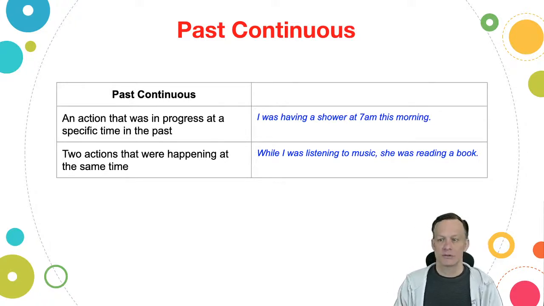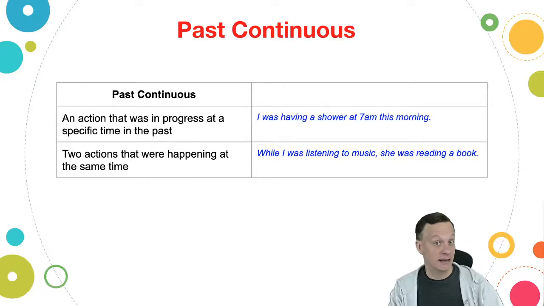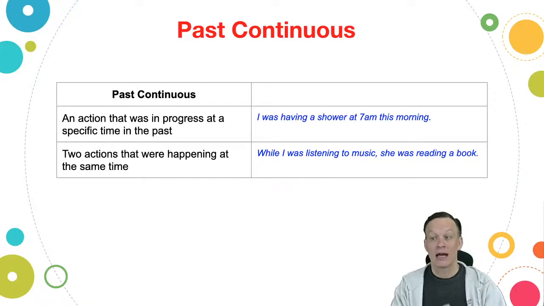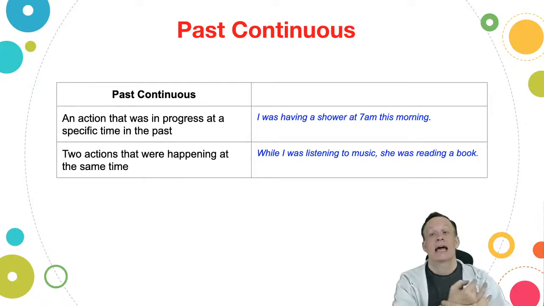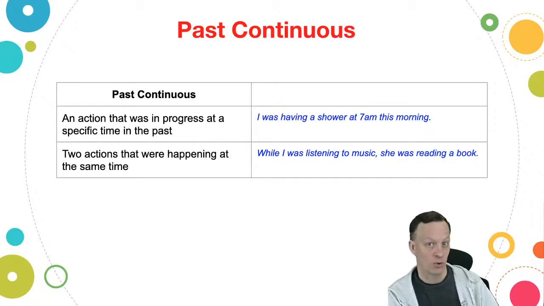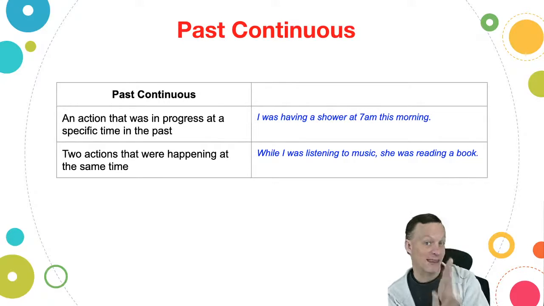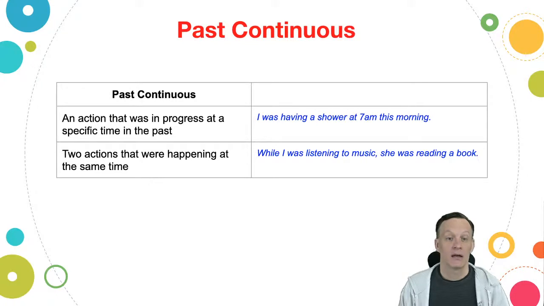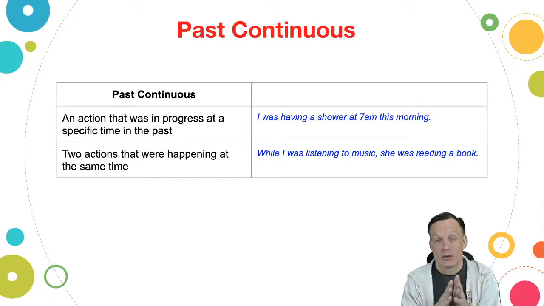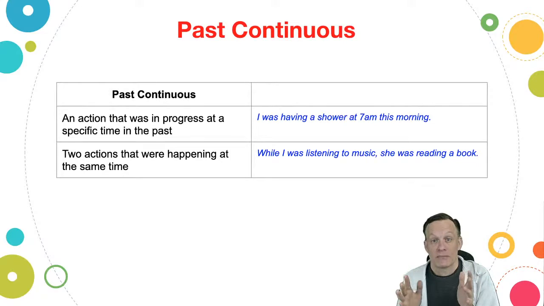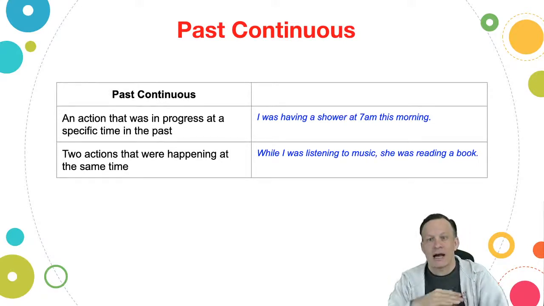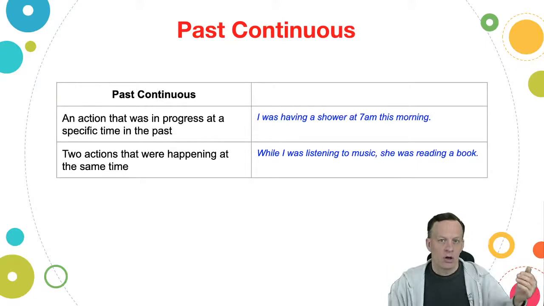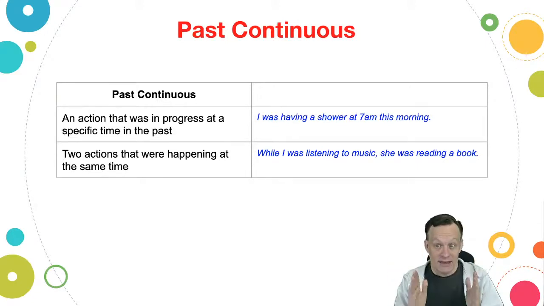Past continuous. When do we use the past continuous? An action that was in progress at a specific time in the past. So I was having a shower when? At 7 a.m. this morning. 7, 7:01, 7:02, 7:03. So at that time, I was doing an action. Okay? And I'm mentioning this because it's important, the action at that time. I didn't start and finish. Yeah, I was having a shower. It was a long action at that time.